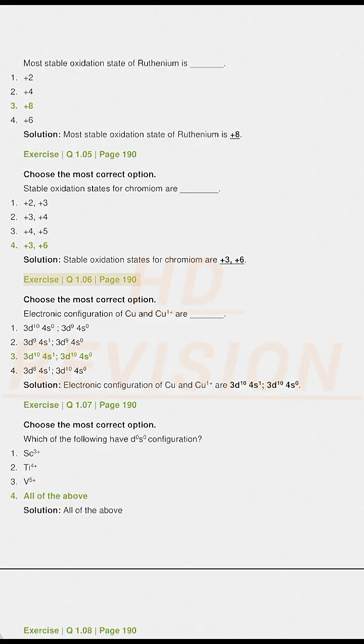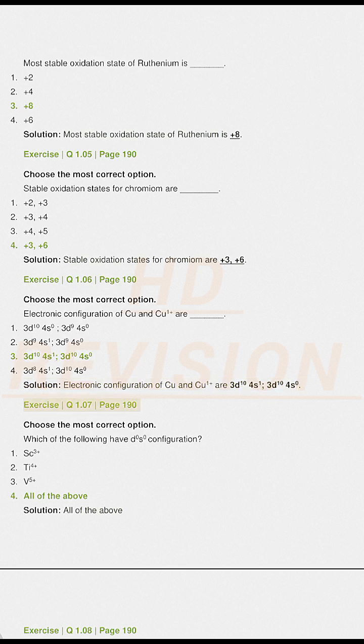Exercise Q 1.06, page 190. Choose the most correct option. Electronic configuration of Cu and Cu1+ are _ 1. 3d10 4s0, 3d9 4s0. 2. 3d9 4s1, 3d9 4s0. 3. 3d10 4s1, 3d10 4s0. 4. 3d8 4s1, 3d10 4s0. Solution. Electronic configuration of Cu and Cu1+ are 3d10 4s1, 3d10 4s0.